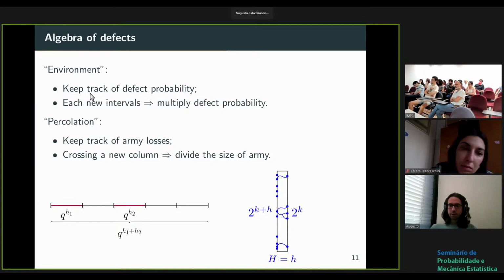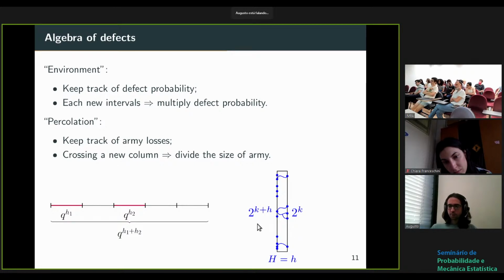Now in the percolation, a different type of thing plays out. We are going to keep track not of labels, but of armies. So what's an army? We're going to take a column like this, where underneath we have some interval that we want to cross. So this column is just the interval times Z. It's infinite. So we put right before the column an army of points with a certain size, and we see how many crossings we have and how many soldiers we end up with to the right.